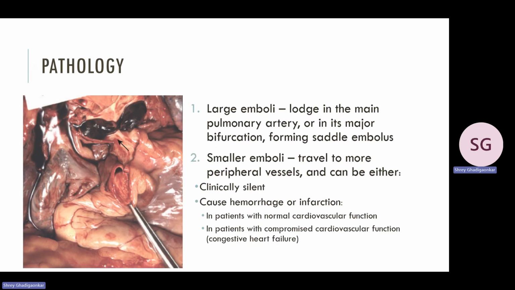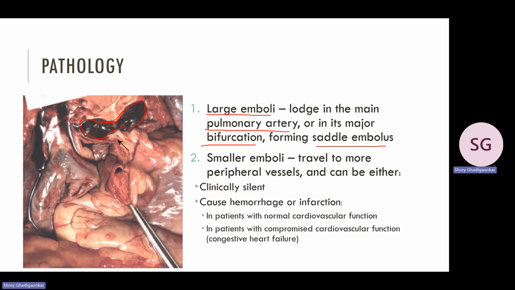Regarding the pathology, as mentioned, the consequences depend on the size of the embolus. For instance, if it's a large embolus, it may lodge in the main pulmonary artery, as you can see in this picture. And it can also be in the bifurcation. As a result, you have what is known as the saddle embolus. So basically in this picture, you can see the obstruction is at the bifurcation, and as a result you have the saddle-shaped embolus over here.